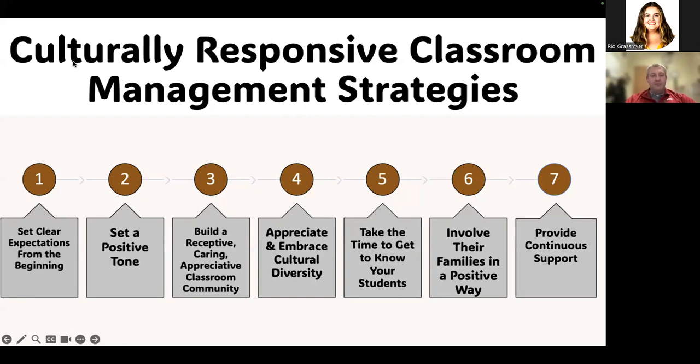Appreciate and embrace cultural diversity. Love everybody. You should be doing this anyway. Equitable, diversified classrooms are a winning classroom. Take this material and help us learn each other. Take the time to get to know your students. We already spoke on that.